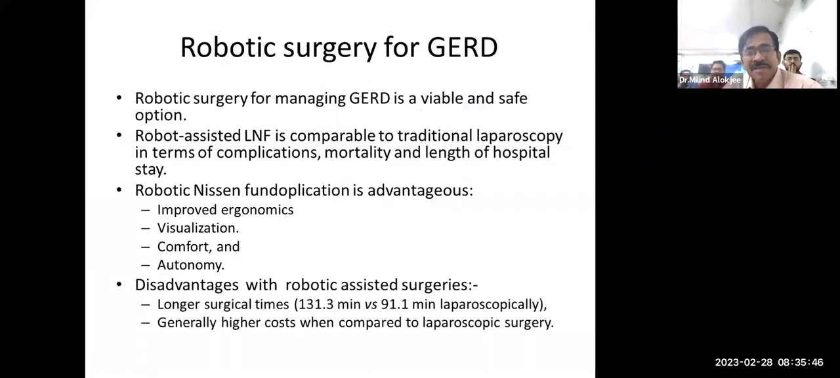Again, robotic surgery has come up as part of GERD management, and like laparoscopic procedures, robotic surgery is a viable and safe option for doing the reflux procedure. The same procedures like Nissen, Dor, or Toupet fundoplication may be done using robots. The advantages of robotic fundoplication are improved ergonomics, better visualization with a 3D picture, comfort, and autonomy. However, the disadvantages of robotic surgery are a longer surgical time, longer learning curve, and generally higher cost than laparoscopic.